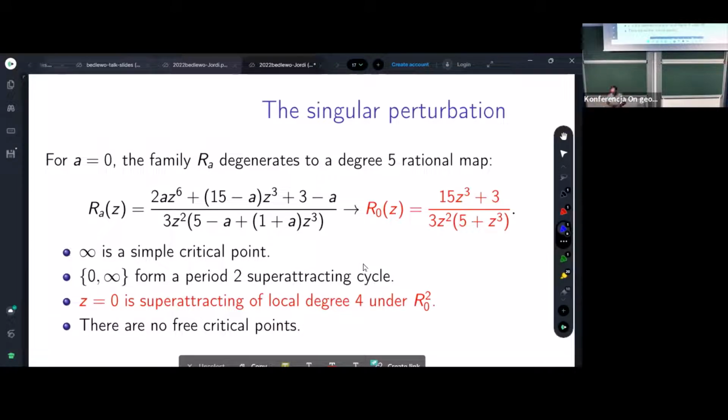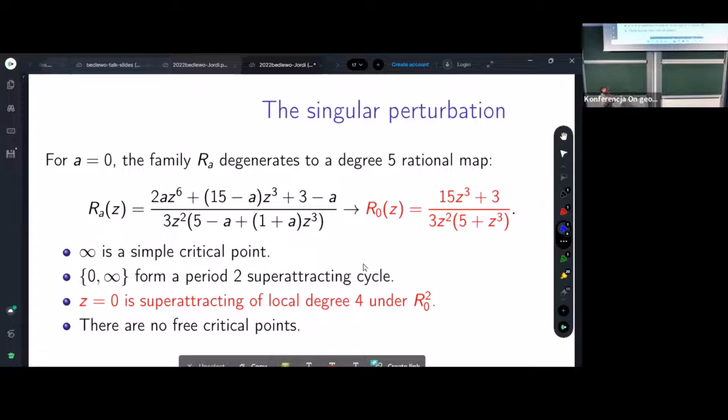the parameter plane of this family. The first thing we want to know is: is this actually a degree 6 family? Well, not exactly. This family has degeneracy parameters, parameters for which the degree drops. And when the degree drops, you are in the bifurcation locus, and you want to know what is going on.